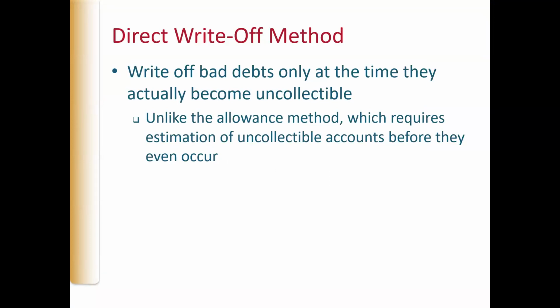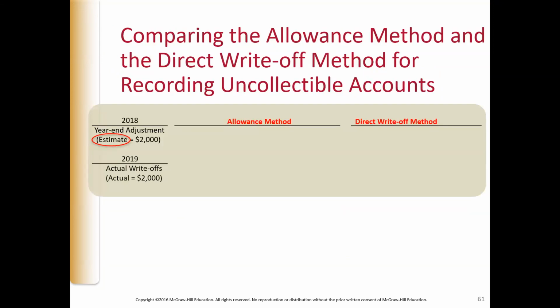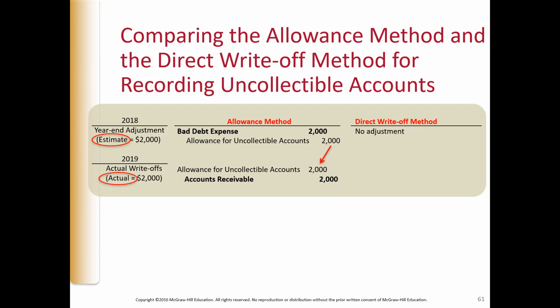Now, the direct write-off method is the easy way, but it's not GAAP approved, generally accepted accounting principles. You write off bad debts only at the time they're uncollectible, unlike the allowance method, which requires an estimation before they occur. It's really straightforward. The only time people really use this is when the uncollectible accounts are not material. To compare the two, for the direct write-off method, there are no adjustments. You just write off an account and debit your bad debt expense. It's not GAAP approved unless you're not going to have any bad debts, which is pretty much null and void in this day and age.